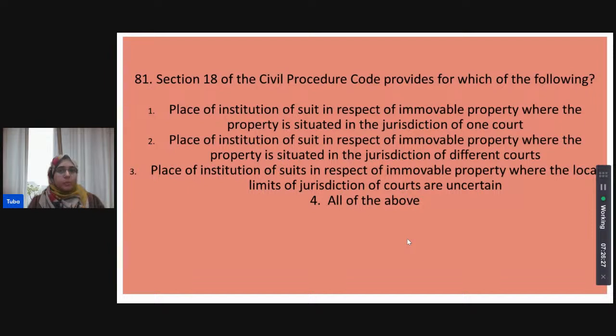Section 18 of CPC provides for which of the following? Very simple question. Does it provide for institution of suit in respect of immovable property where the property is situated in the jurisdiction of one court? Does it provide for place of institution of suit in respect of immovable property where the property is situated in the jurisdiction of different courts? Does it create a provision for the place of institution of suits in respect of immovable property where the local limits of jurisdiction of court are uncertain? Or is it all of the above?